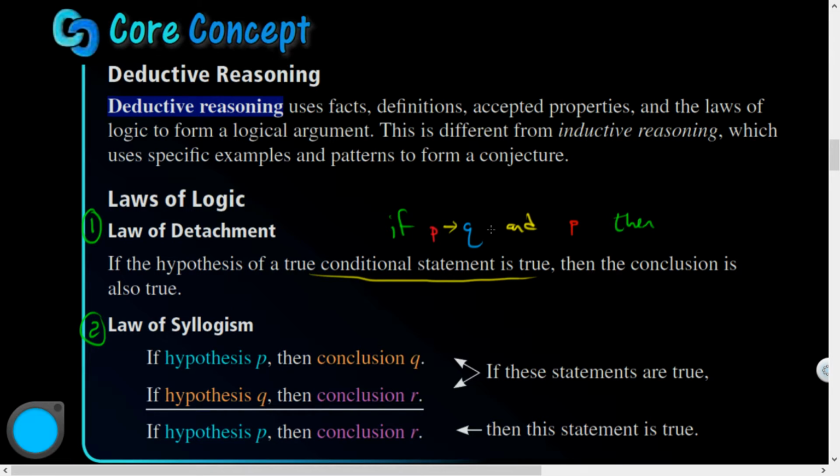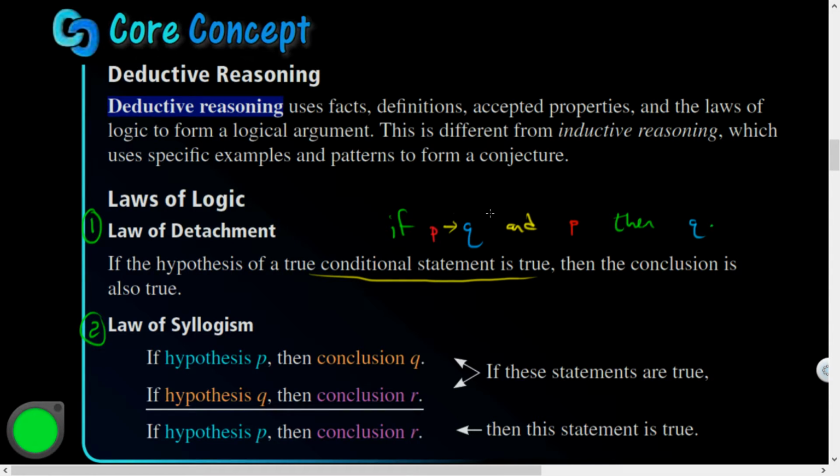If P implies Q is true, and I know that P is true, then you know that Q is true. Okay? So if I know the conditional statement and its prerequisite to apply the implies, then I can conclude the conclusion. All right, that's called the law of detachment. This is just how if-then statements work.